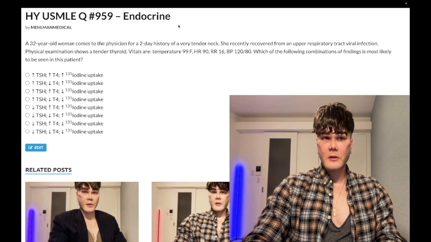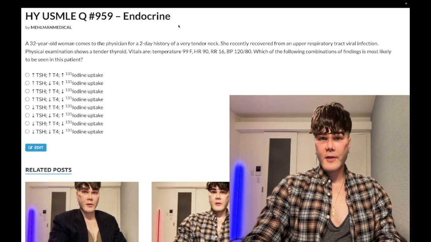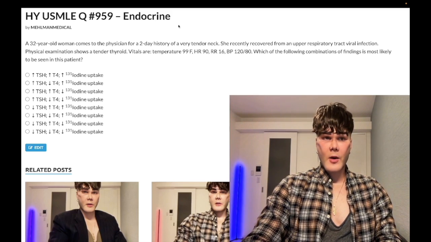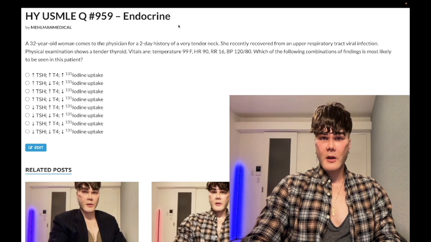Endocrine, Step 1, Internal Medicine, 2CK. A 32-year-old woman presents with a very tender neck. She recently recovered from an upper respiratory tract viral infection. Very tender thyroid on physical exam. Vitals are temperature 99 Fahrenheit, heart rate 90, respiratory rate 16, blood pressure 120/80. The question wants to know which of the following combinations is most likely to be seen.